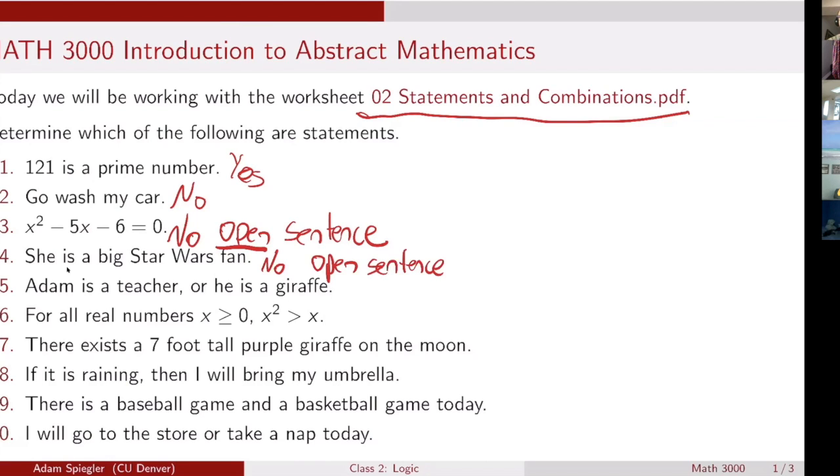Okay, and so I think we're getting the idea here. I think all of the other ones after that are all statements. Some of them are true, some of them are false, and some of them we don't know. So for example, there exists a 7-foot tall purple giraffe on the moon. This is a statement. It's either true or it's false, right? We just don't know which. I assume it's not true, but I haven't been all over the moon, so I can't be certain.